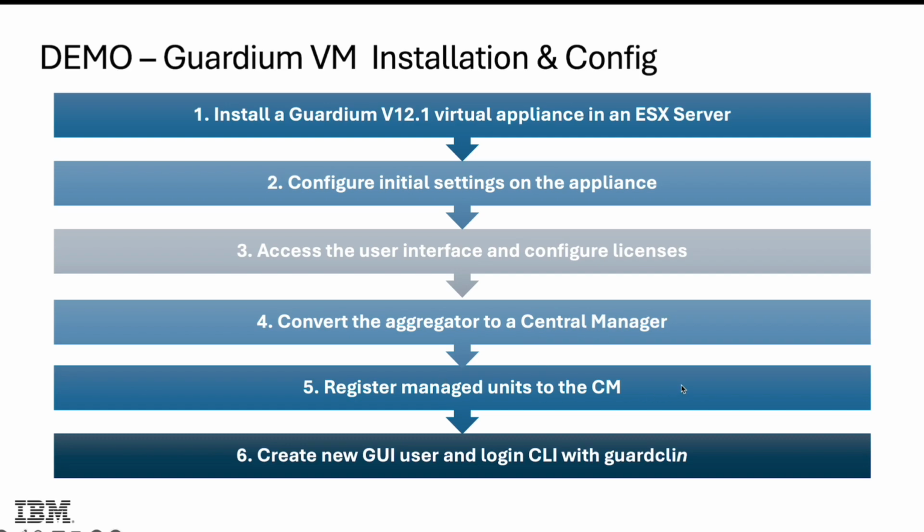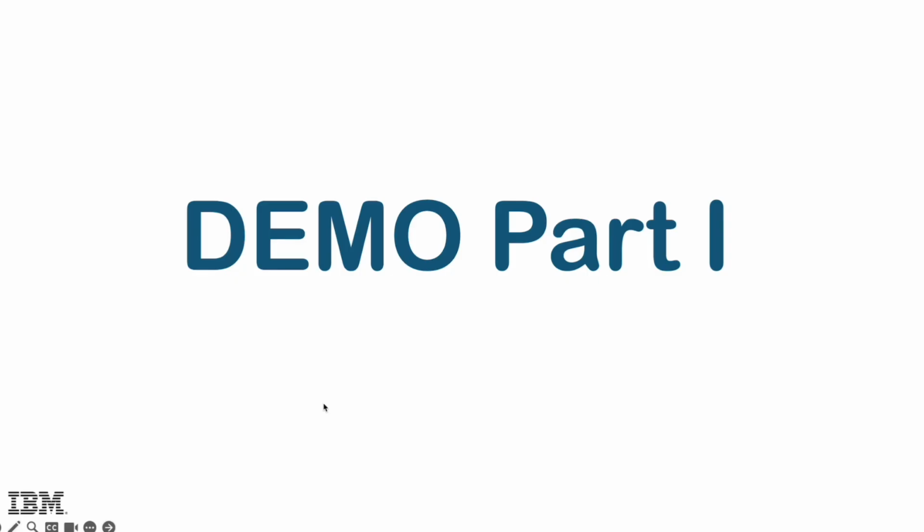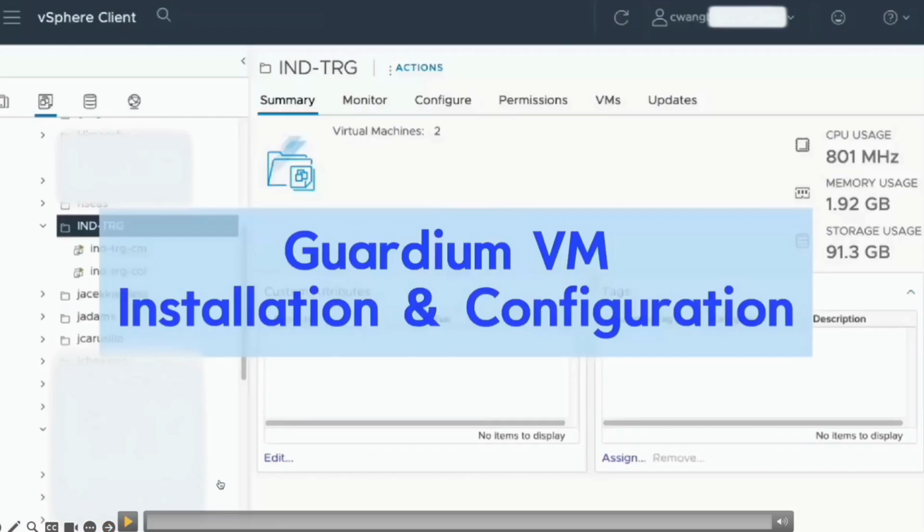to the central manager. In the end, I also added another step to create a new Guardium GUI user and also access the CLI using the Guard CLI user. That's the plan for the demo. I split the demo into two parts. In part 1, I will cover the VM installation and the initial configuration. Let's get started.